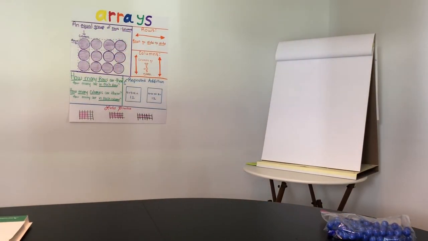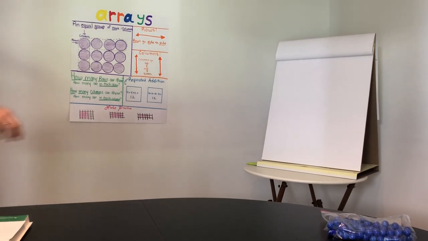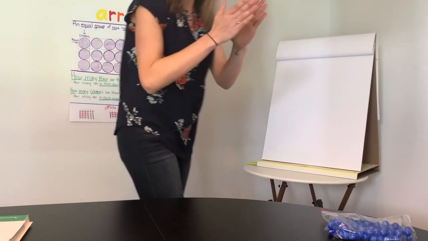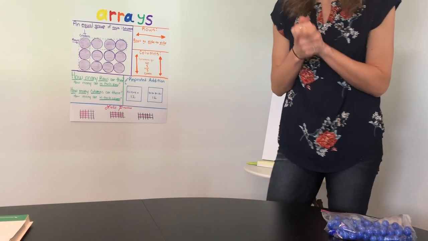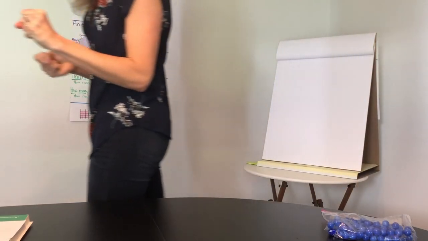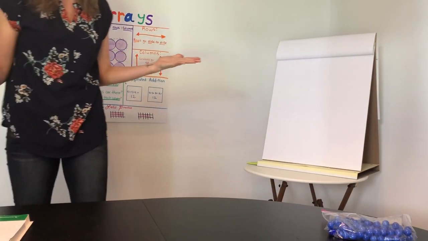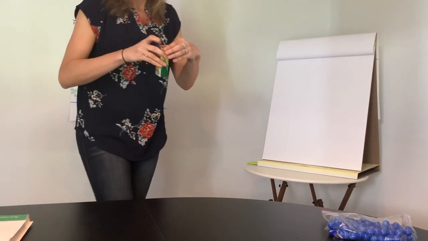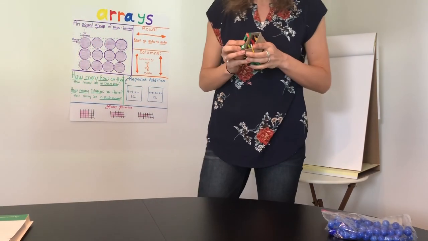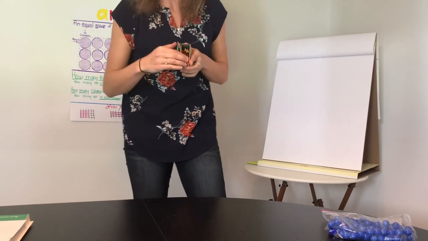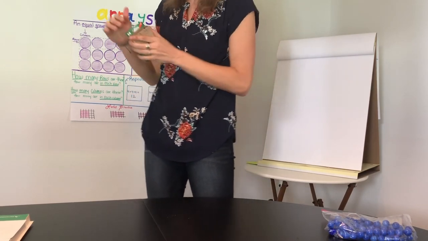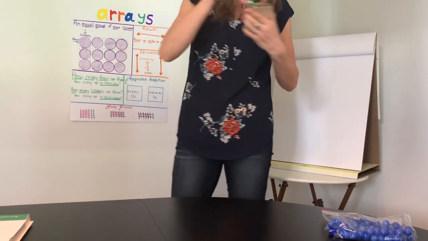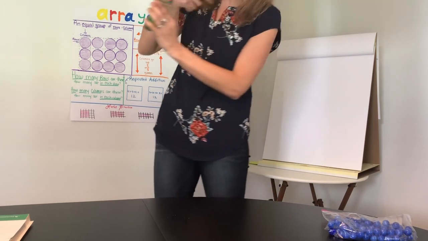All right, friends. We are looking around the classroom for arrays that are in our environment right now. Things that you see that are in an array. I had one friend share with me her crayon box. Look at her crayon box. She's got rows, she's got columns. We already know there's 24 crayons in this box because it tells us.